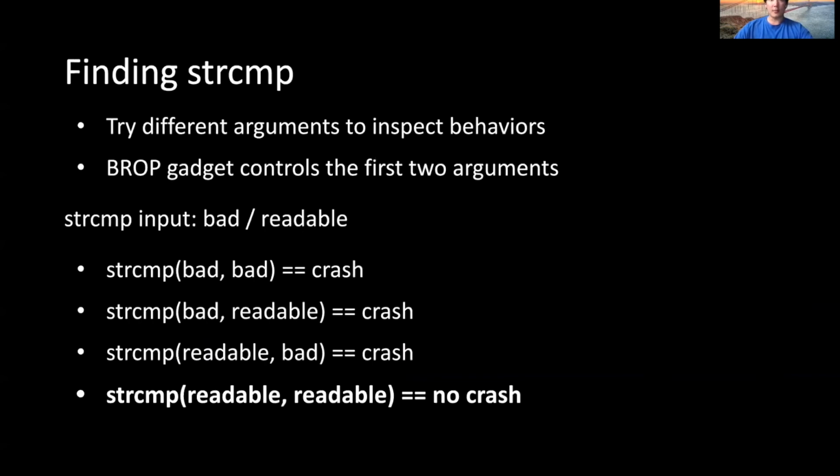We need to scan PLT and find string compare. We are going to use two input parameters, bad as an invalid memory and readable as a readable pointer. String compare will show different behavior for different input parameters. We can use BROP gadget, which controls the first two arguments. Using this technique, when we don't see a crash, we end up with a string compare.